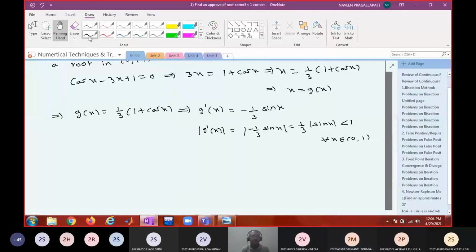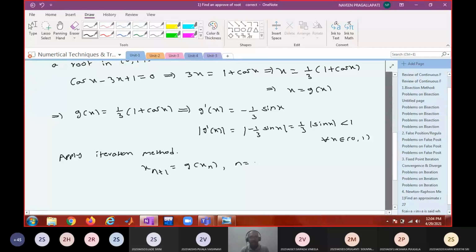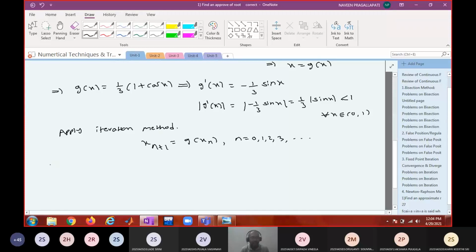Okay, so apply the iteration method. What is the formula? x(n+1) equals g of xn, n equals 0, 1, 2, 3 and so on. Let us start with the midpoint of the interval. Shall we start with 0.5, or do you want me to take any other value? 0.5.